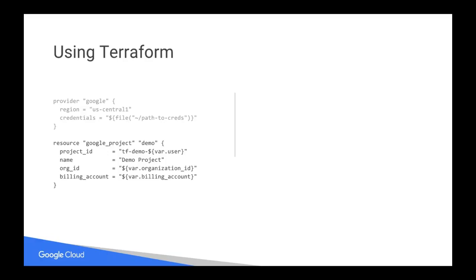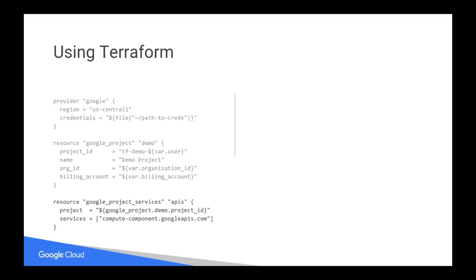After we've set up our provider, we create the project. And so in this one, we've called our resource demo, and the project ID is tfdemo, and then whatever our user is, because we are assuming that we are setting up this project for a particular user. So we've put their name in the project ID. And we've passed in, like before, the organization and the billing account.